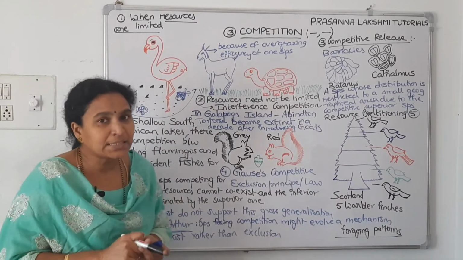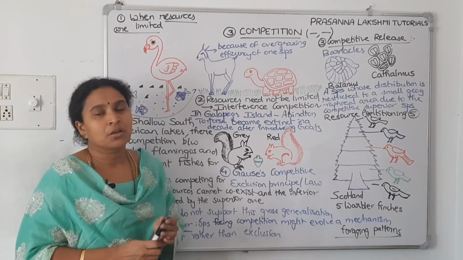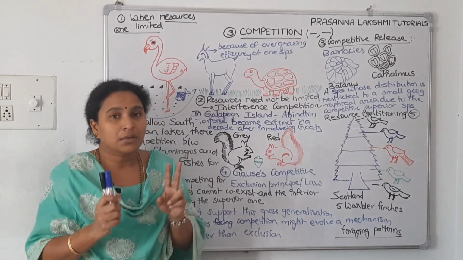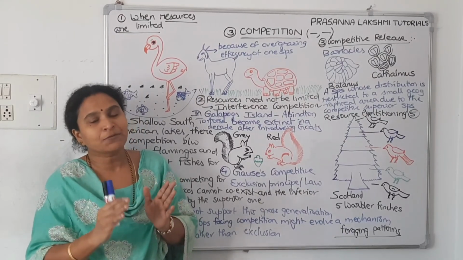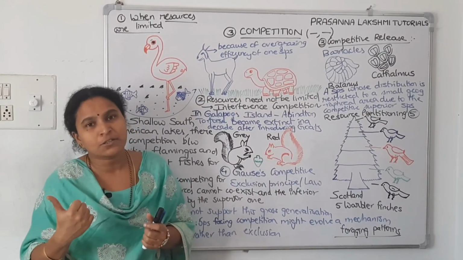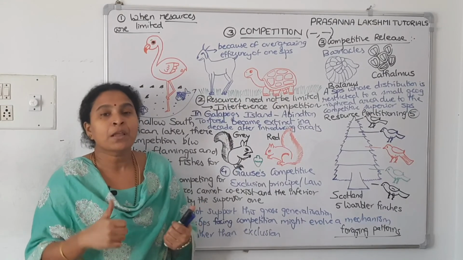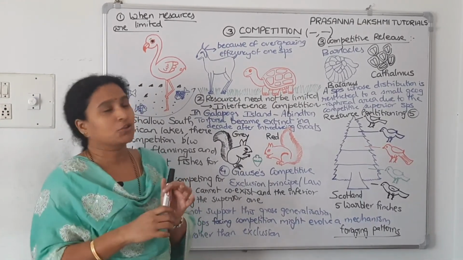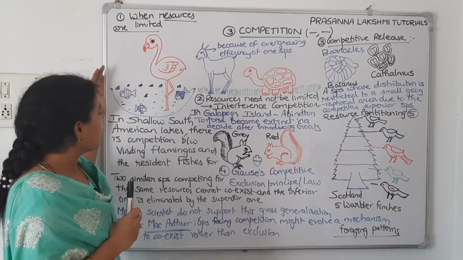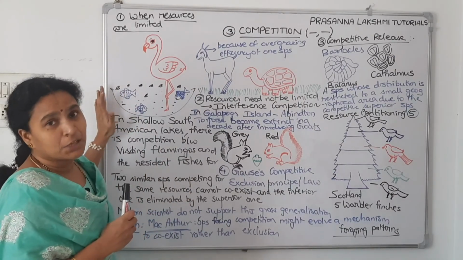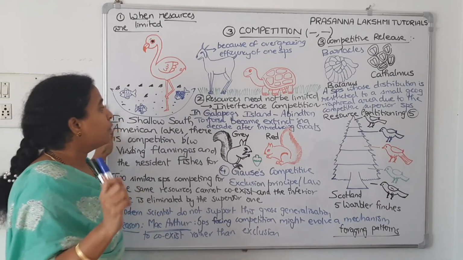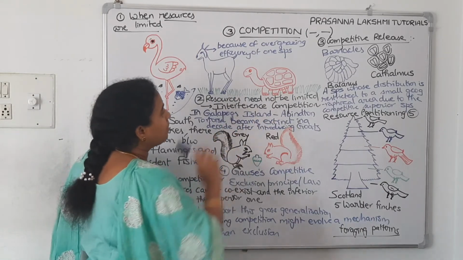So this is our today's class about competition. Competition is a type of population interaction where there is harm for both. Species 1 is also getting harmed, species 2 is also getting harmed. When does competition occur? With pictorial examples we understood that it will occur when the resources are limited. Flamingos and the resident fishes are the example. But resources need not always be limited. For that we have taken an interference competition example.